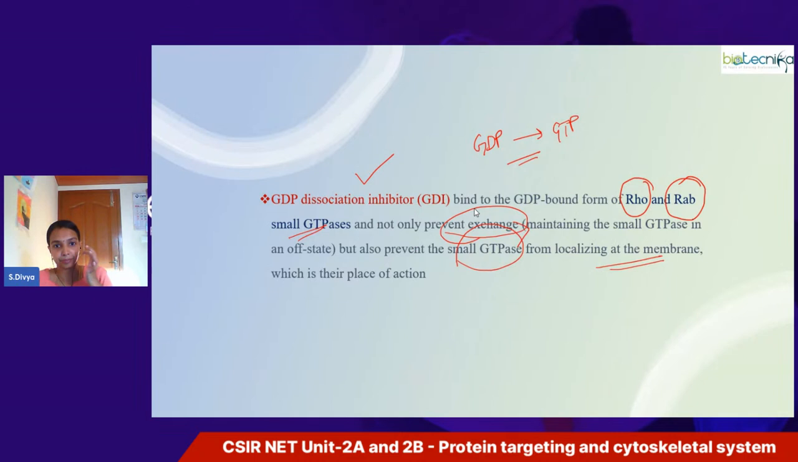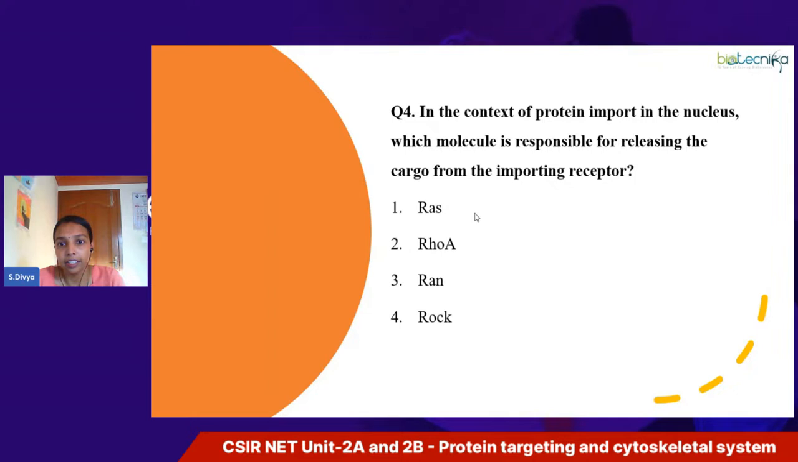Okay, fine. A very simple question to all of you. In the context of protein import into the nucleus, which molecule is responsible for releasing the cargo from the importing receptor? This question again came in the recent exam. The options are Ras, Rho, Ran and Roc. The purpose why I added this question here is that I want to know the specification of all the proteins given in the options. I'm pretty sure you will give the correct answer, but I want to know the definitions of all the proteins.